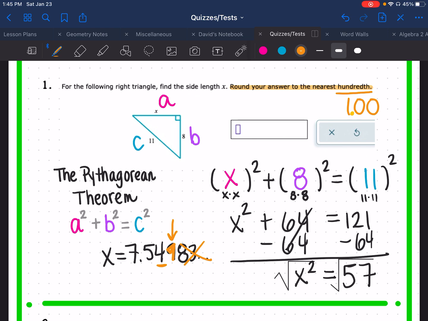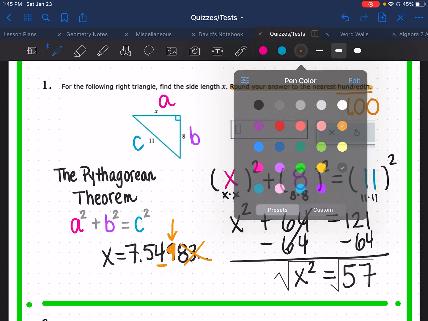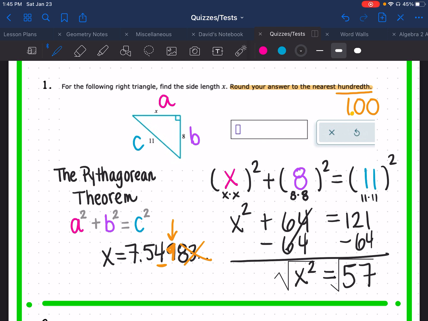So the rule says 4 or less, let it rest. 5 or more, add 1 more. And we're talking about the 9. So since the 9 is 5 or more, I'm going to add 1 more to my 4 and say 7.55. That's the answer that I would put here in the blank.